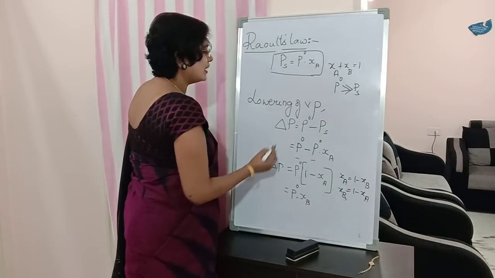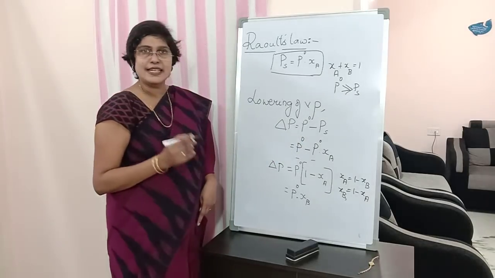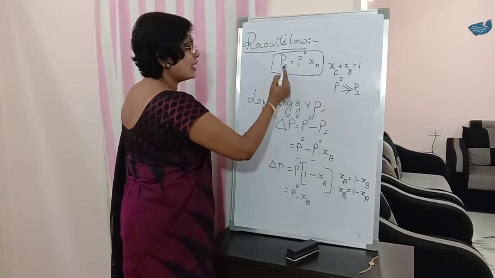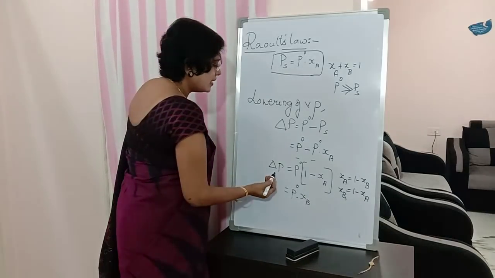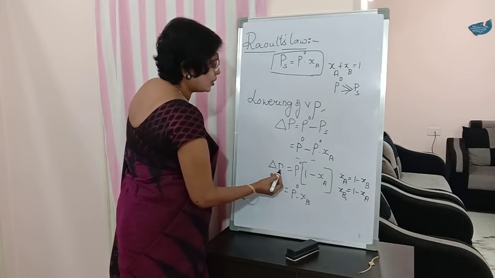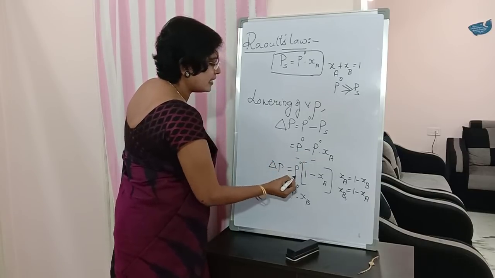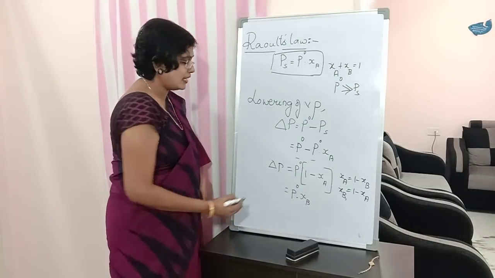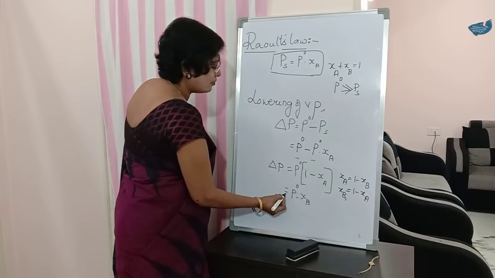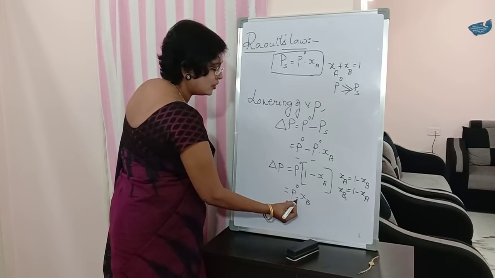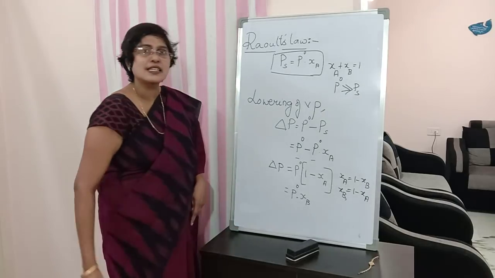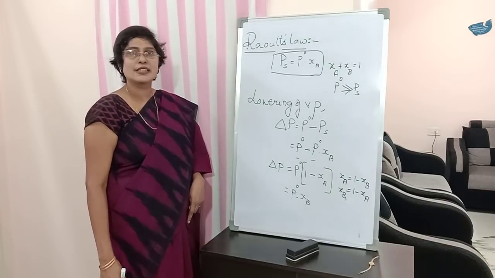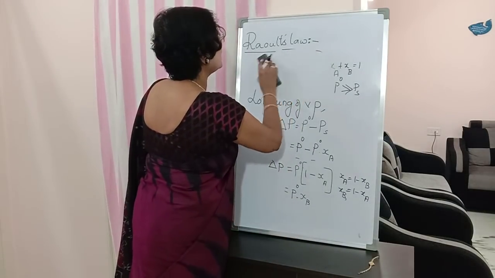Lowering of vapor pressure, that is delta P, is equal to P naught minus PS, students. It is equal to P naught minus P naught into XA. This is from Raoult's law statement. Next, therefore delta P is equal to, from these two terms I can take P naught common out. So what remains? 1 minus XA. Therefore delta P is equal to P naught into 1 minus XA, which can be written as XB. Why? Because XB is equal to 1 minus XA. Clear? Next step I am writing here.